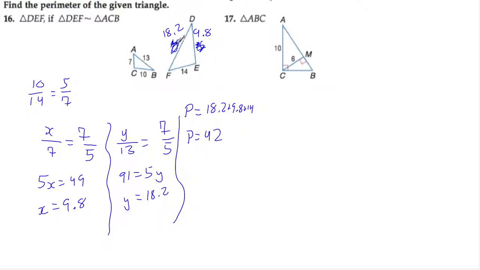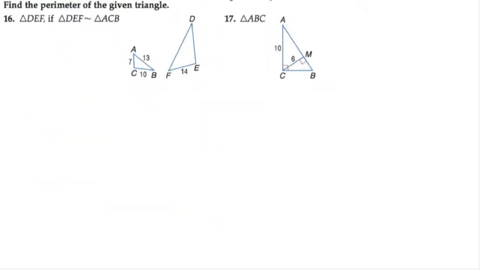And that's one way to do it, and that's great. Didn't really like that way? I got a better way for you. So again, we can see the scale factor here is 10 to 14, right? So 10 to 14, we know that is 5 to 7. Well, we don't need to find the other sides because we know that this perimeter here is 20.